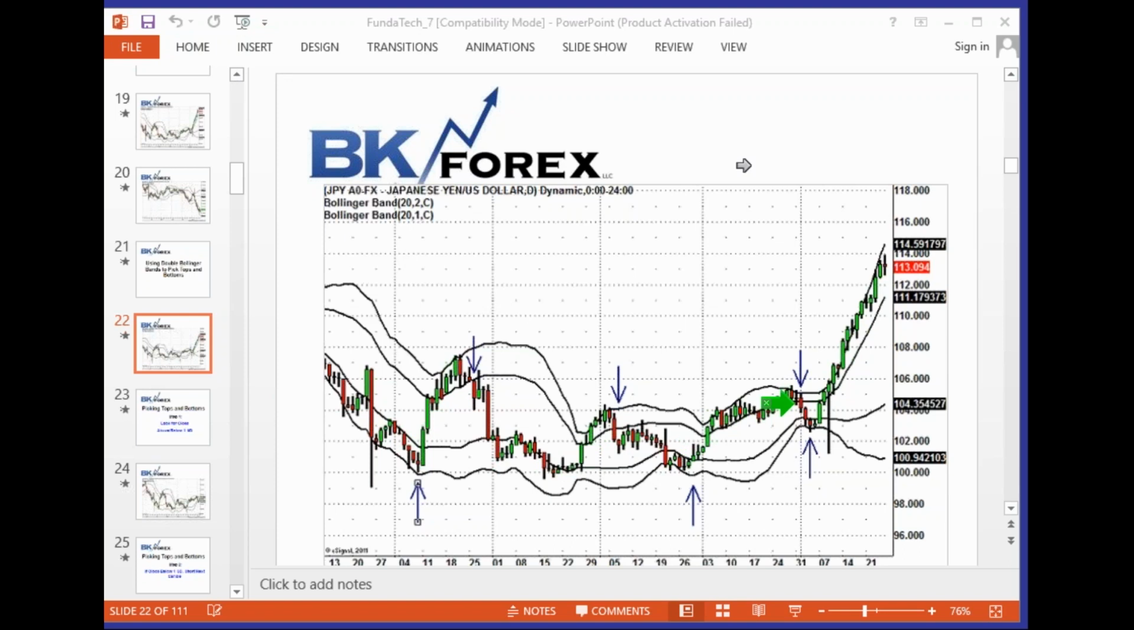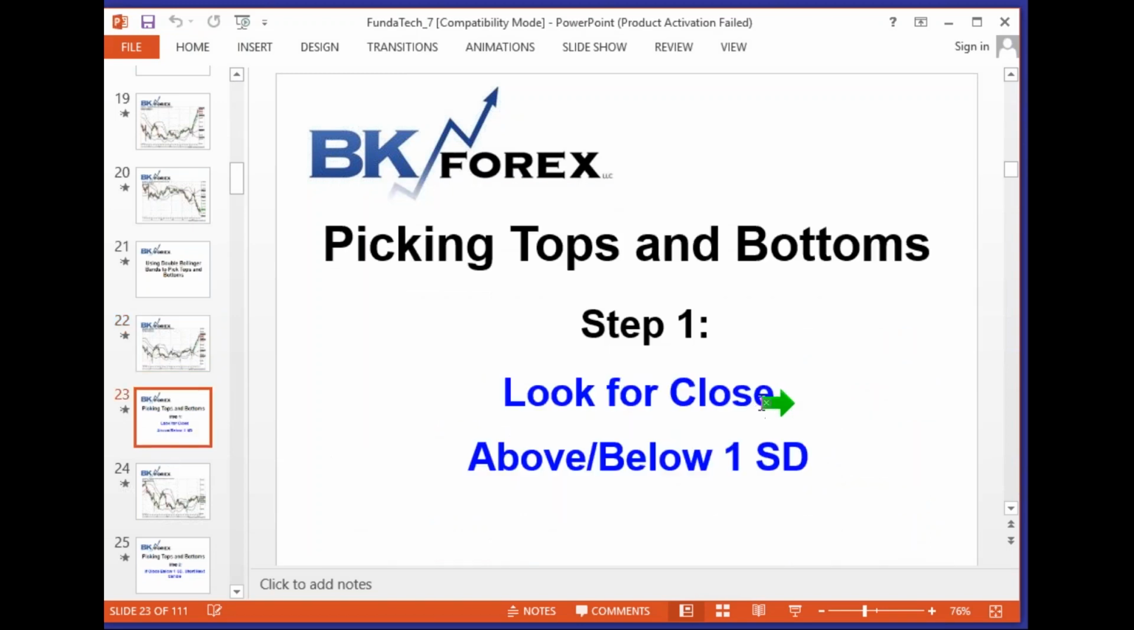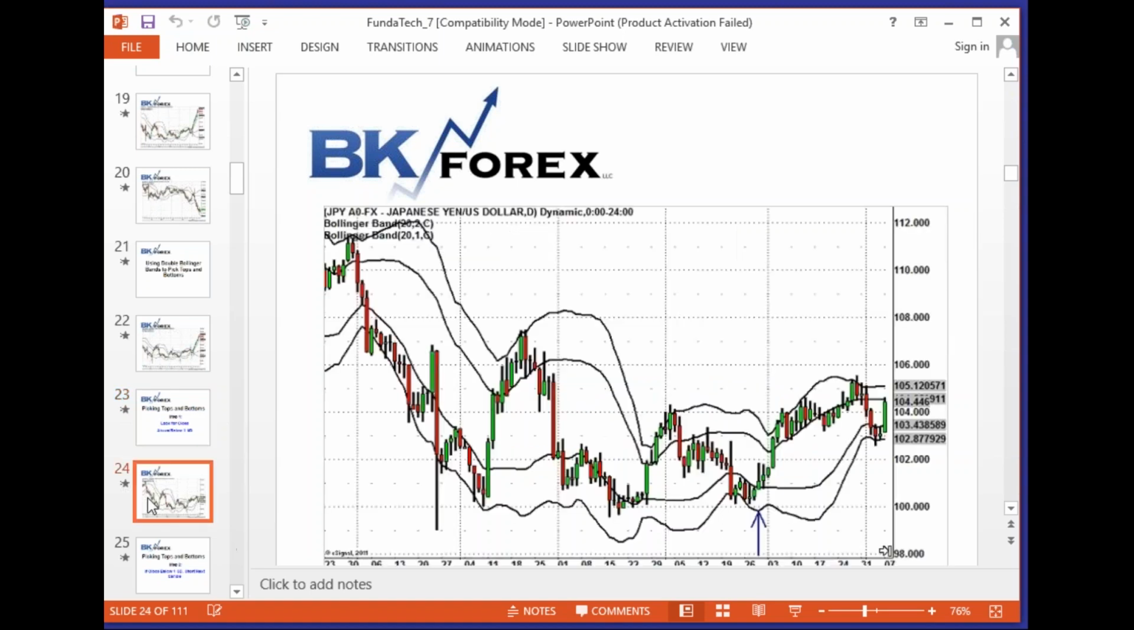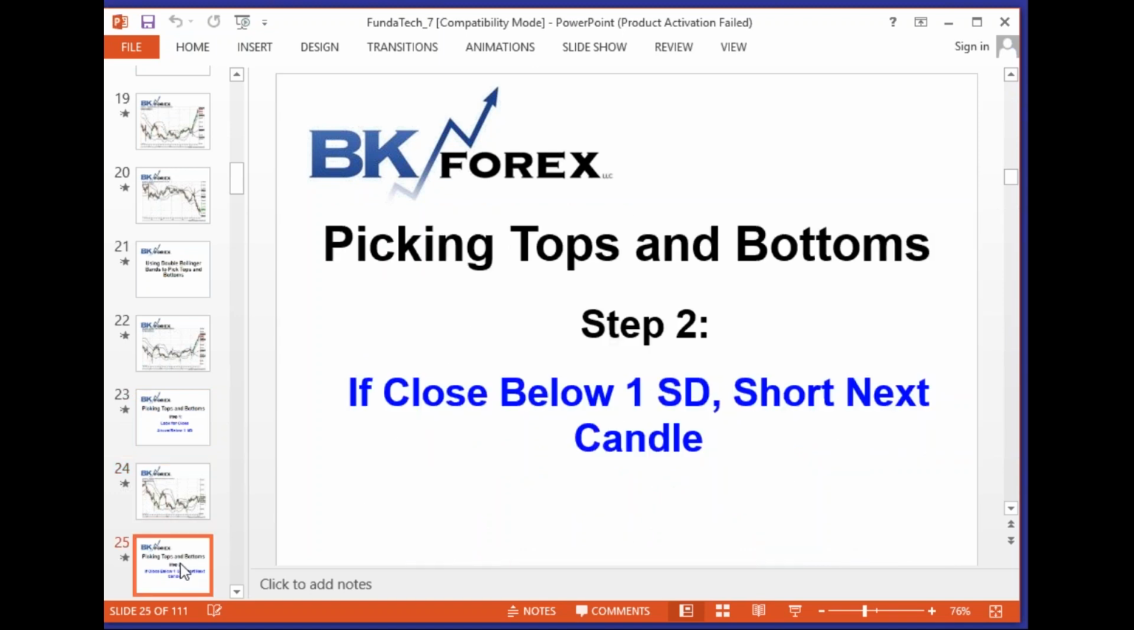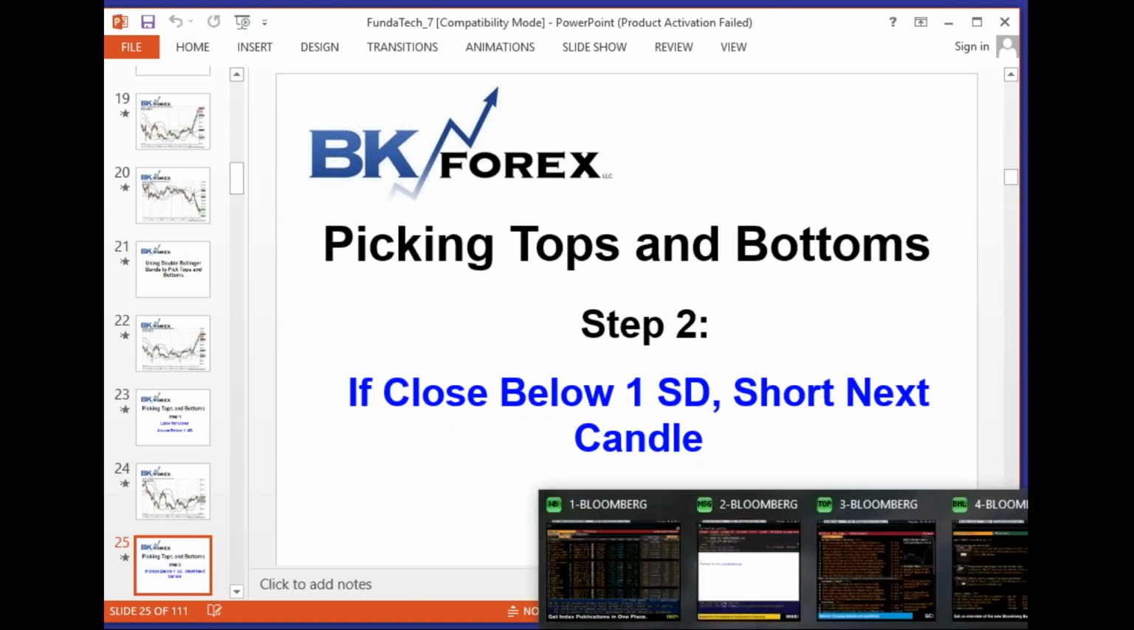But let's wrap some more specific rules around this. The first thing you want to do is look for the currency pair to close above or below the first standard deviation Bollinger Band. So in a downtrend, you want to wait for it to close above the first standard deviation Bollinger Band. In an uptrend, you want to wait for it to close below the first standard deviation Bollinger Band. If it closes below the first standard deviation Bollinger Band, then you sell, and you short at the next candle.